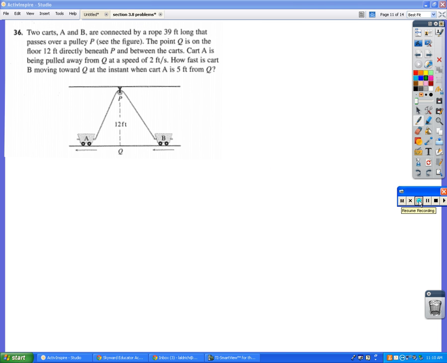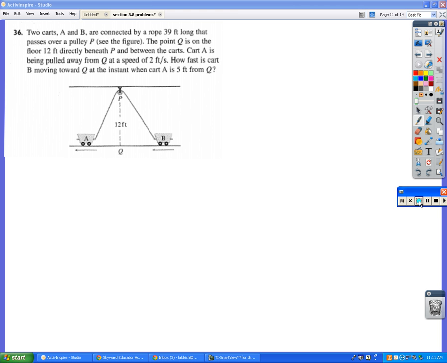Two carts, A and B, are connected by a rope 39 feet long that passes over a pulley P. The point Q is on the floor 12 feet directly beneath P and between the two carts. Cart A is being pulled away from Q at a speed of 2 feet per second. How fast is cart B moving towards Q at the instant when cart A is 5 feet from Q?